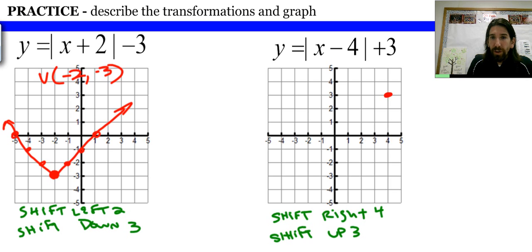That's my new vertex. Now I have to make the rate of change. Up 1 over 1, up 1, backwards 1. It's a little v, but that's just because our graph is little. There you go. Now let's look at the vertex. The vertex, the most important point right there, that's at the point 4, 3.